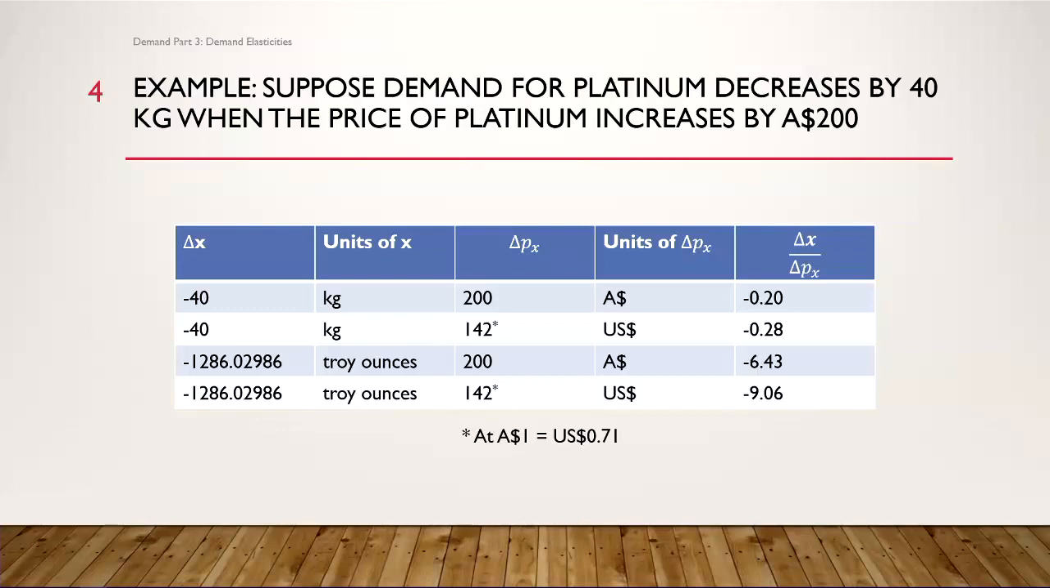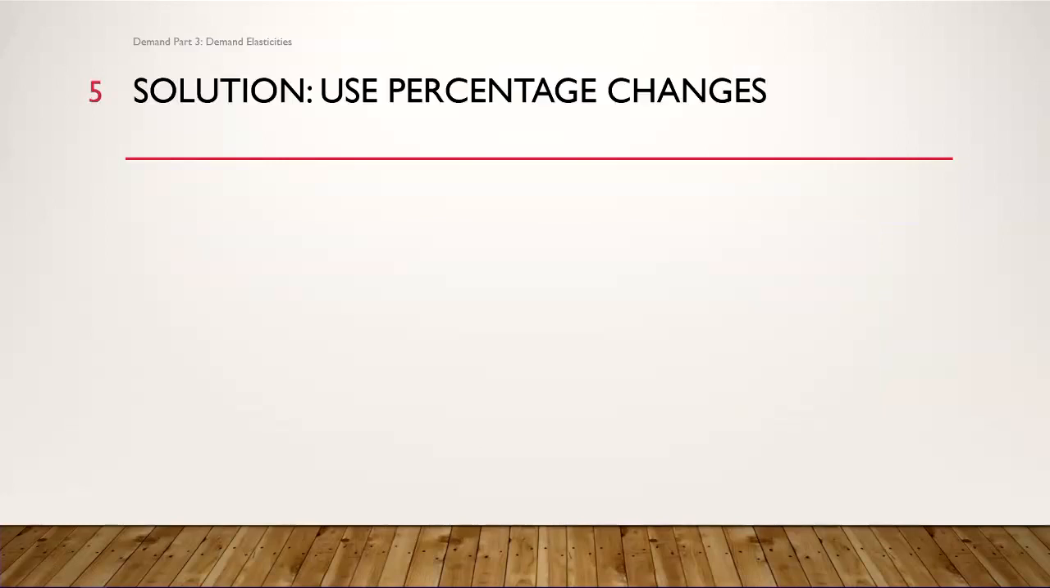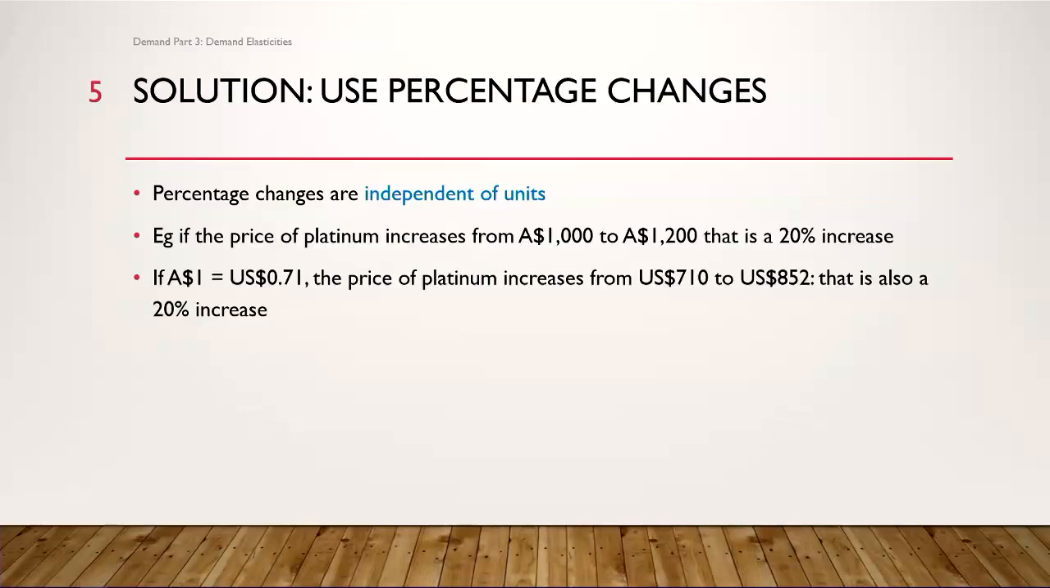We want to say how much the quantity demanded changed when the price changes, but we don't want it to depend upon the units of measurement. So to get around that, we use percentage changes, because percentage changes are independent of the units of measurement. To give you an example, if the price of platinum increased from 1,000 to 1,200, that $200 Australian increase is a 20% increase.